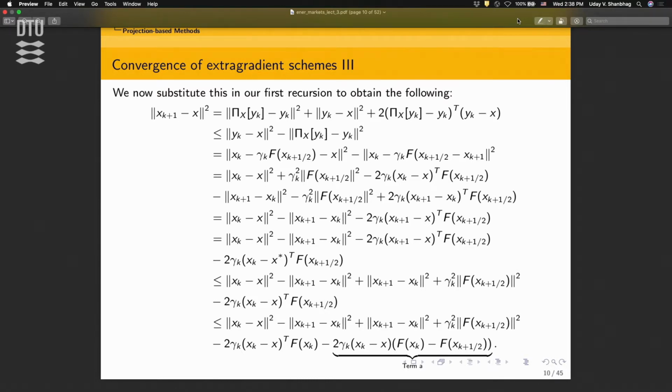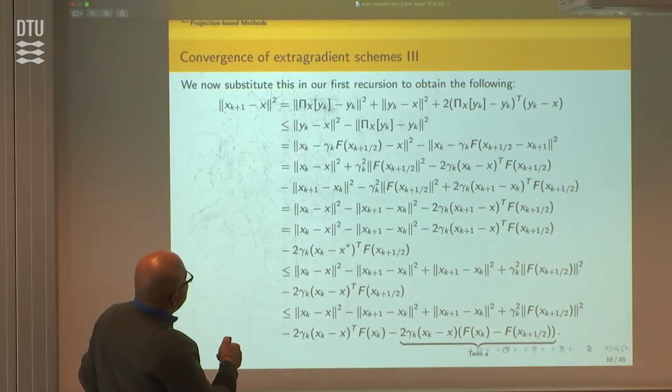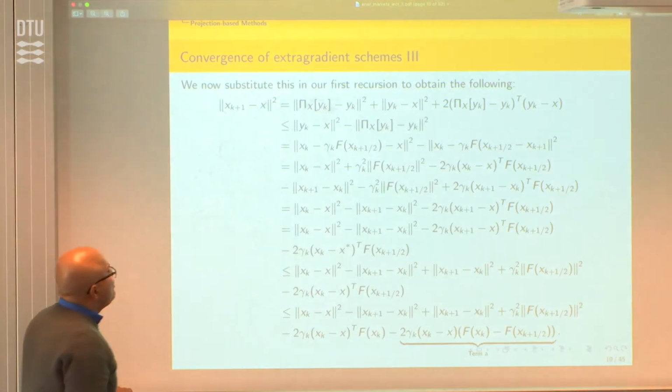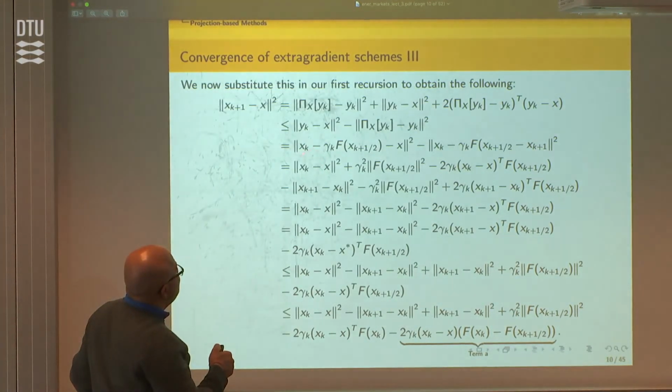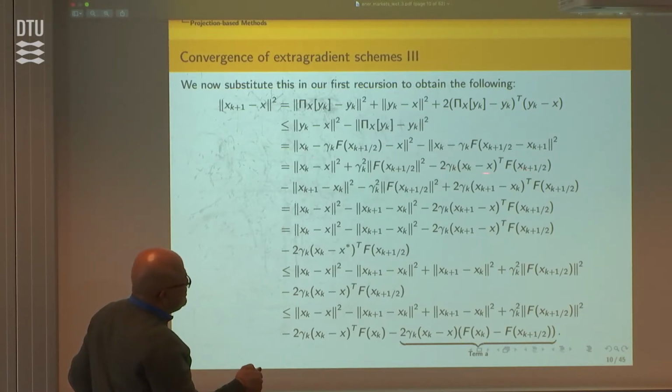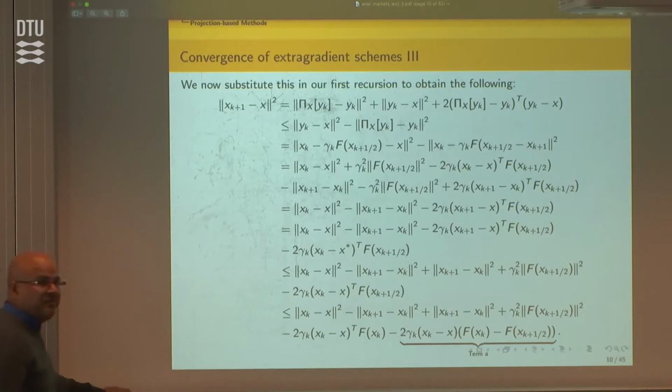Okay, so I have xk, I have this term. And so what is yk? Yk is xk minus this guy, and x is just this. And this is this. Okay. Now I just open this up. You can see there's an xk here and xk here. You see they're going to cancel. If I open this up, I get xk minus x squared, gamma k squared norm f of xk plus half squared, minus 2 gamma k xk minus x transpose f of xk plus half.